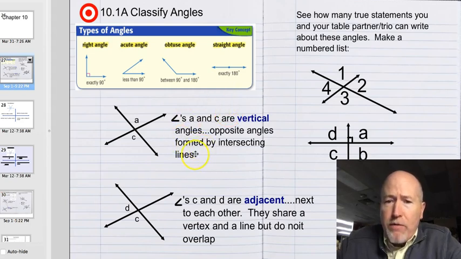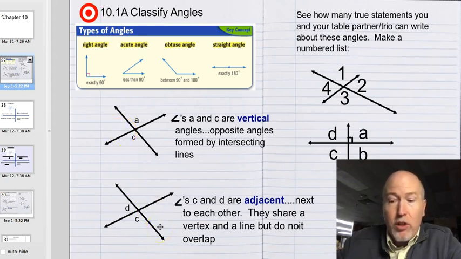All right, we have to know that vertical angles, these are opposite angles. A and C are vertical. They're opposite and they're equal. If this is 110 degrees, this is 110 degrees. If this is 70 degrees, this is 70 degrees.